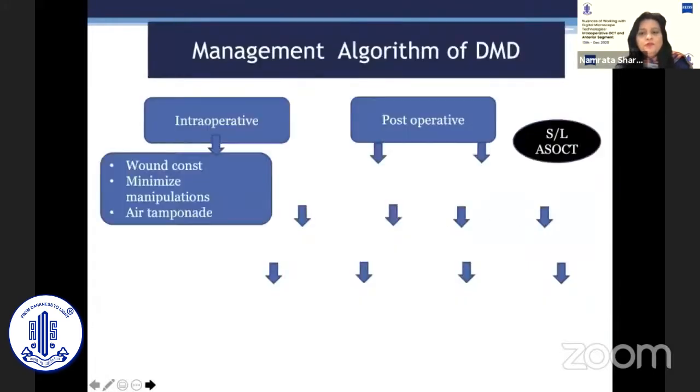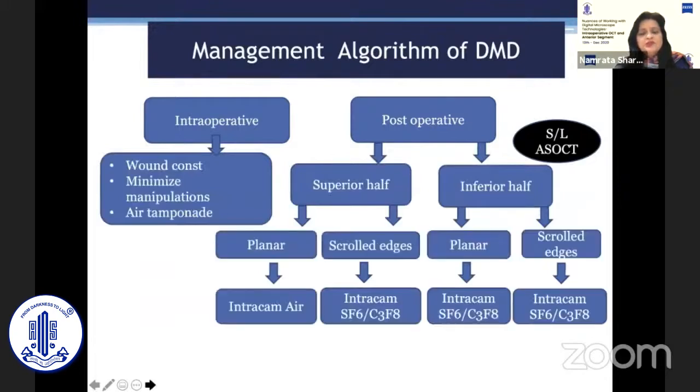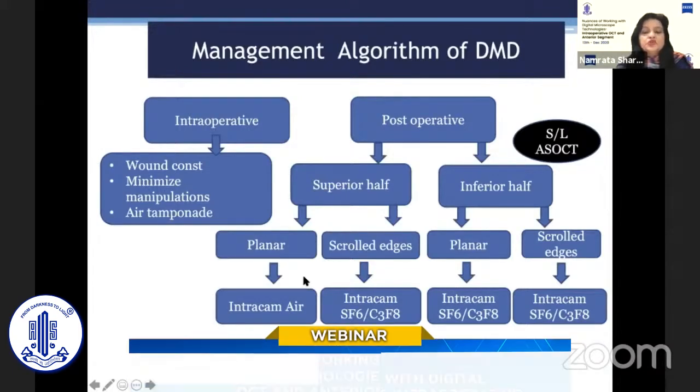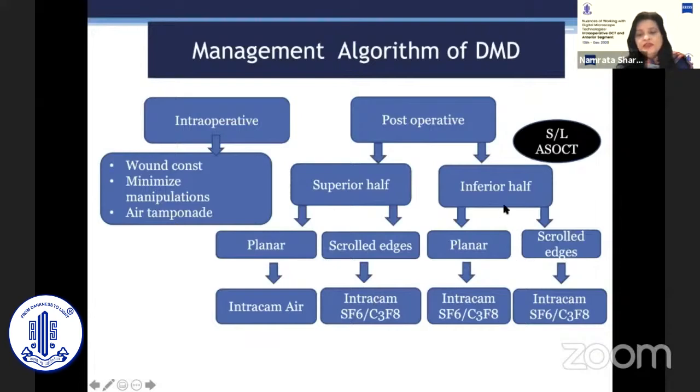Now, we did publish the management algorithm of DMD based on whether it is planar or scrolled edges, and whether air or SF6 or C3F8 should be injected. So if it is a planar one and in the superior half, air will do, but for the rest, all the ones in the inferior, whether planar or scrolled, or superior if it is scrolled, SF6 or C3F8 should be done.